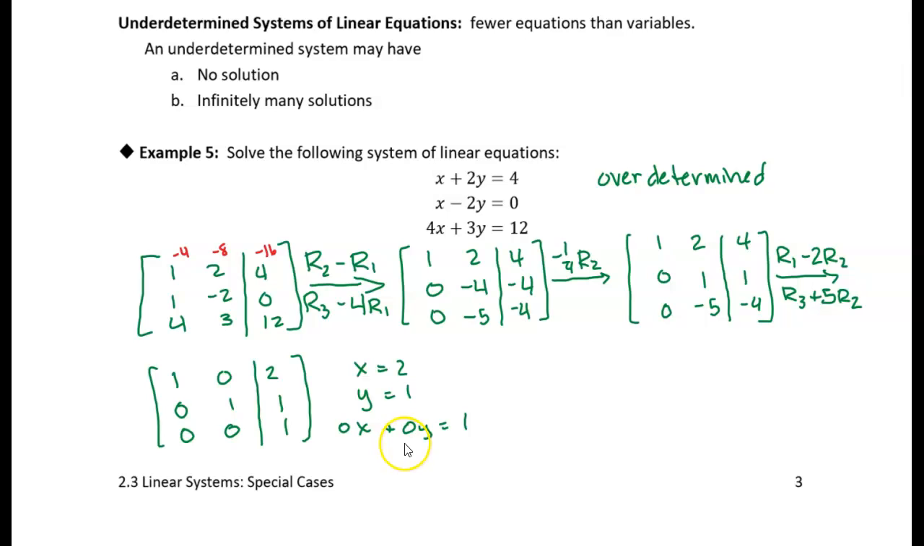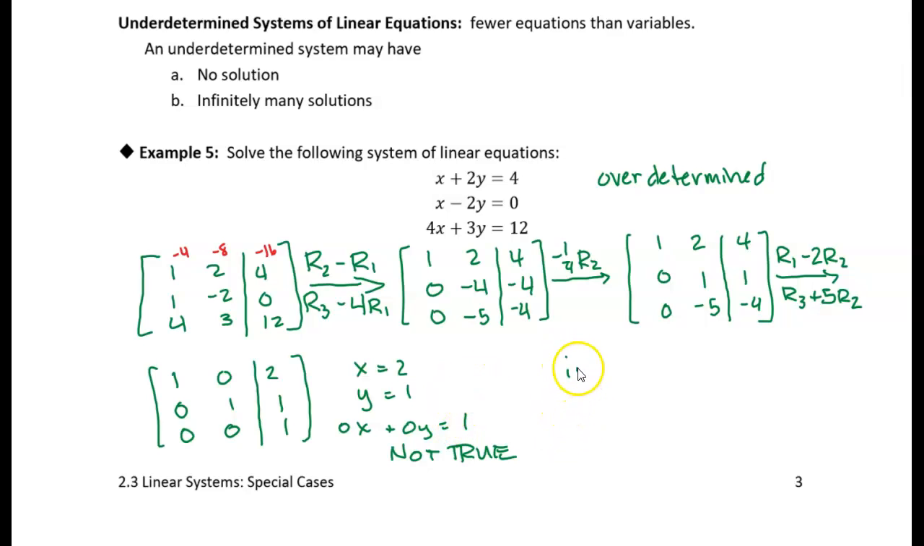All right, so what's going on there? Even if I say x is equal to 2 and y is equal to 1, that solution does not satisfy this last equation, because this last equation can never be true. Never, ever can 0 be equal to 1, right? So this last equation is not true, which invalidates any other solution that we got, because even if x is 2 and y is 1, it still doesn't satisfy that last equation. So there's no solution that satisfies all three of those equations at the same time.